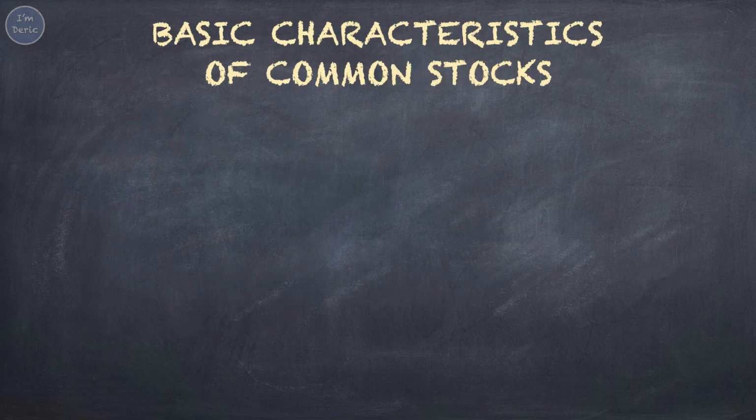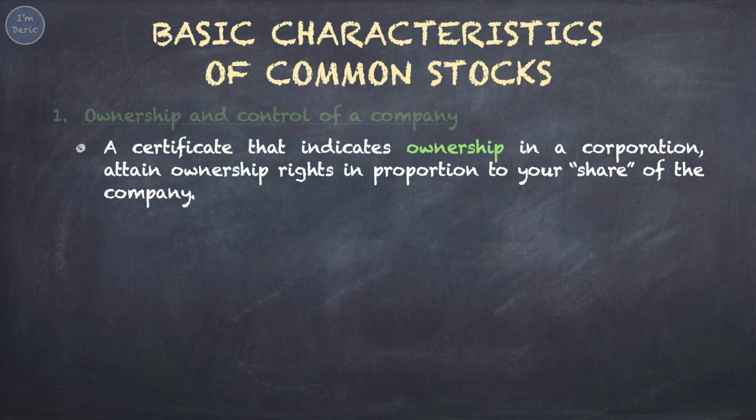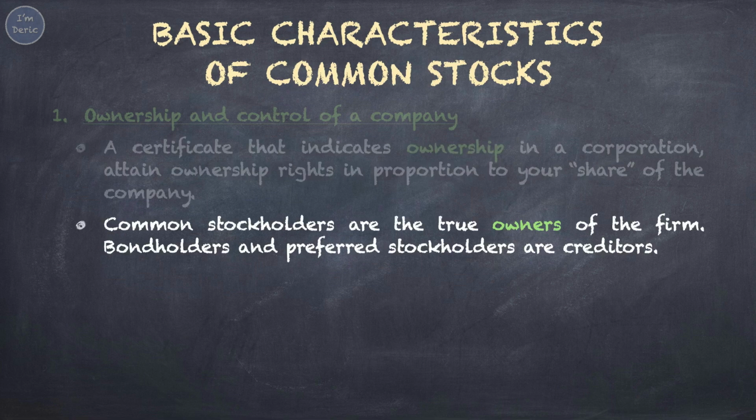Common stocks are also called ordinary shares. The following are the basic characteristics of common stocks. First, ownership and control of a company. Common stock is a certificate that indicates ownership in a corporation. When you buy a share, you attain ownership rights in proportion to your share of the company. That's why common stockholders are the true owners of the firm.